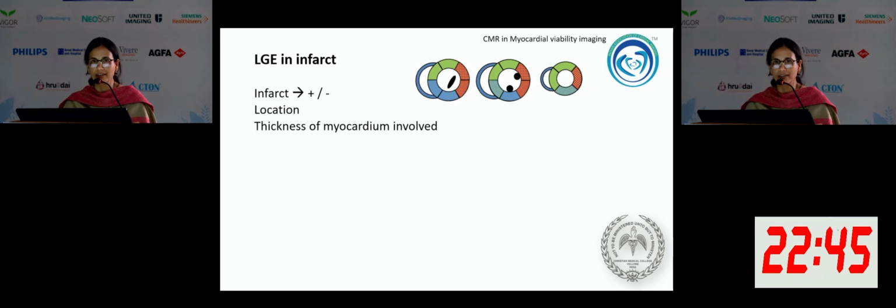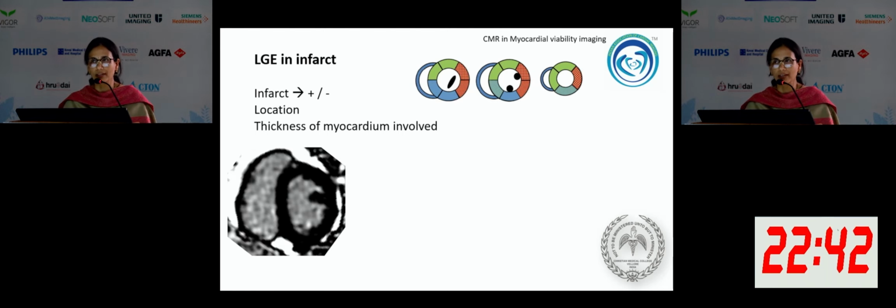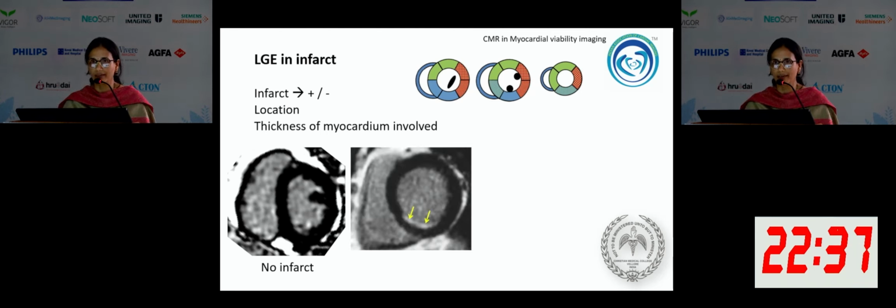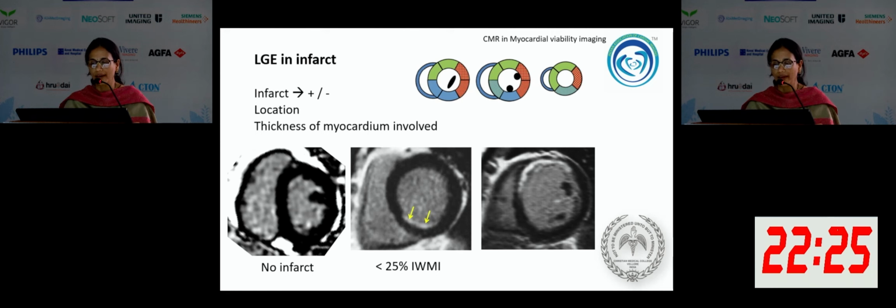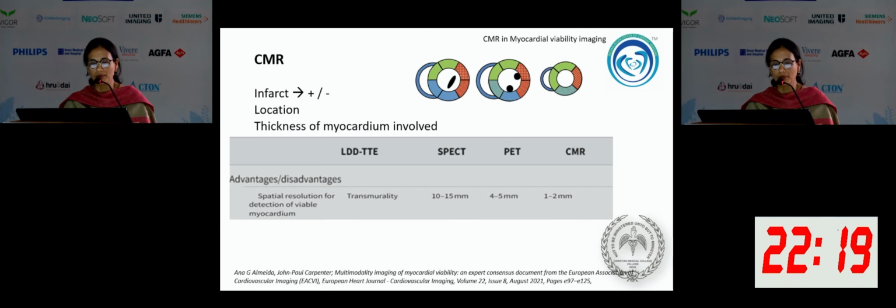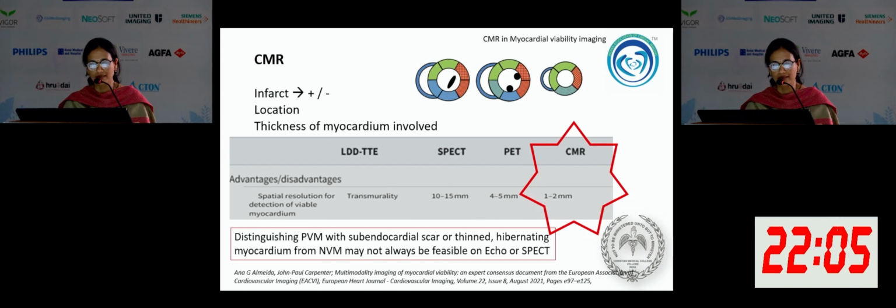So in MRI, we not only can assess whether there is infarct or not, we can precisely tell the location of which arterial territory it belongs to and how much of the thickness of the myocardium is involved. As we know, here there's no infarct, here there is a small subendocardial infarct which is less than 25%. So we know that there is that much thickness of viable myocardium remaining, which can be salvaged by revascularizing that tissue, whereas this can be a transmural infarct. So the exact thickness we can very clearly measure. So that is the main strength of MR, where the spatial resolution is very high, 1 to 2 millimeter, nothing else is coming to that level, SPECT or PET or obviously not echo.